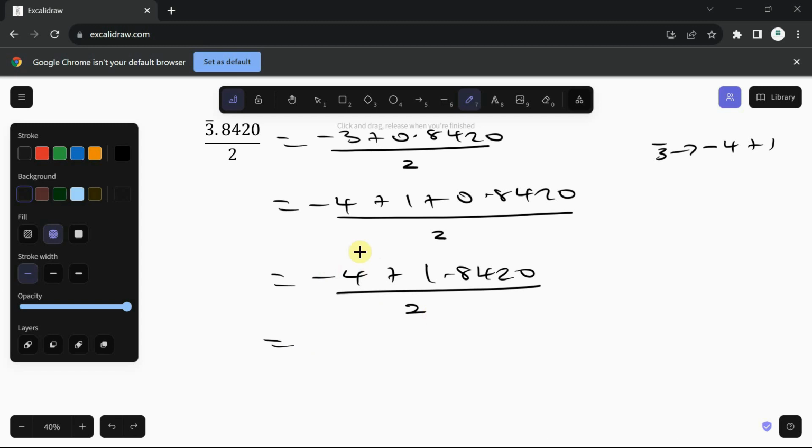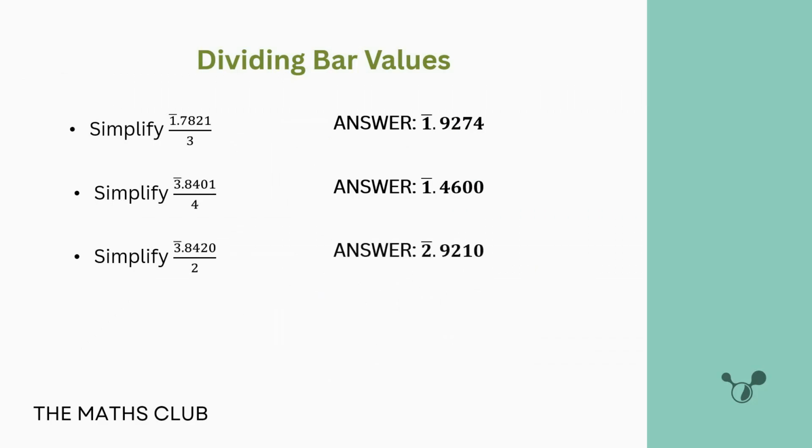Let me just do the division. So minus 4 divided by 2 is minus 2 plus 1.8420 divided by 2. Let's press it on the calculators. So I had 0.921, right? So if I replace this, I have it like this. Now I have to take it back to the bar notation, and that will be bar 2.921. Let's see if our answer is correct. Great, bar 2.921. So that's basically it about dividing bar values.